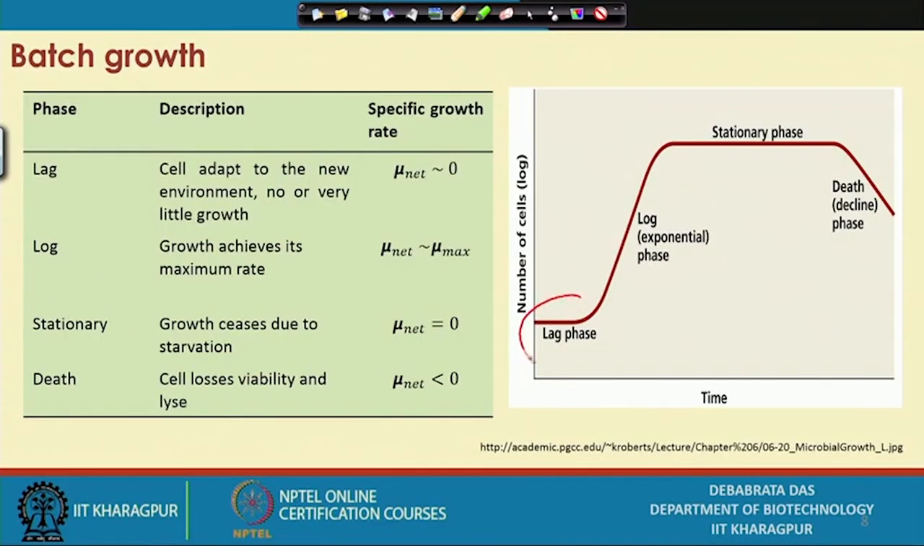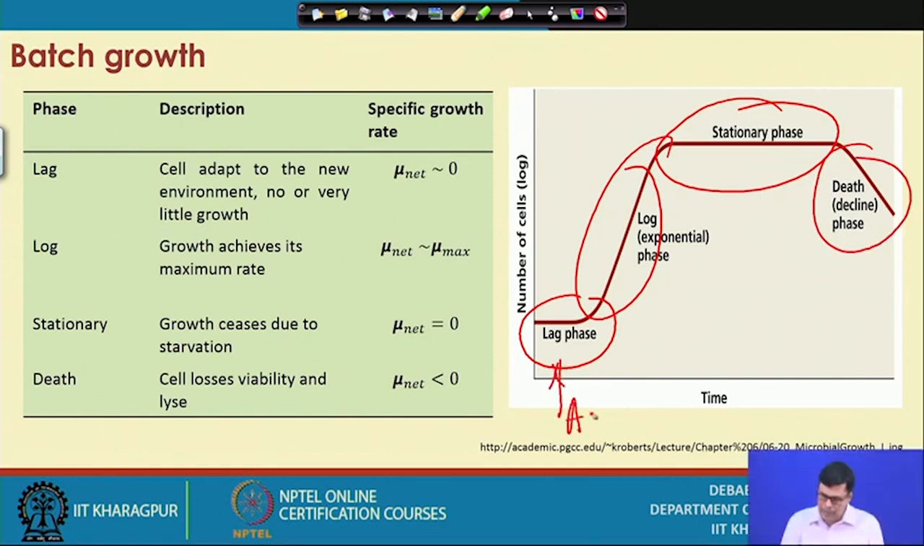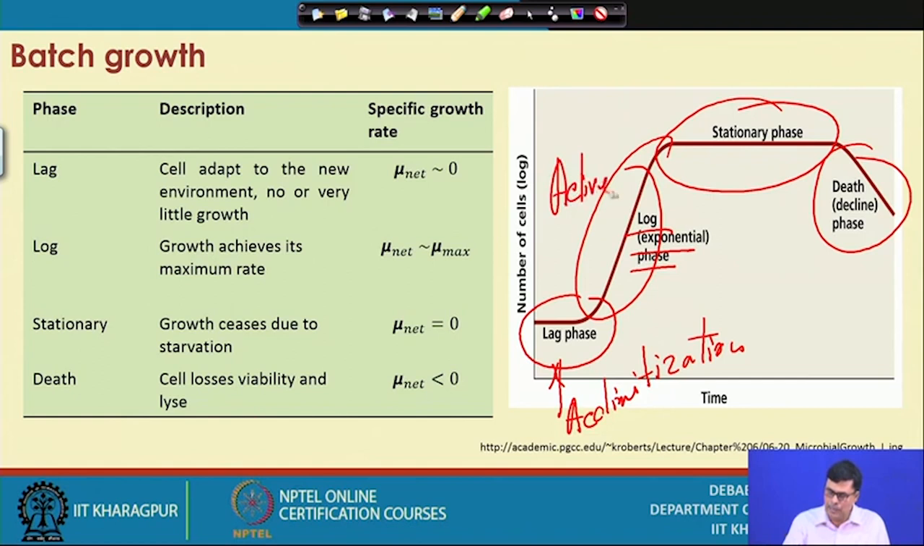You can have the lag phase, you can have the log phase, you can find out the stationary phase, then you can have the death phase. Now every phase has its significance. What is lag phase? Lag phase is considered as the acclimatization phase. The organism requires some time to acclimatize with the new environment. And what is the log phase? Log phase, or we call it exponential growth phase, means here the organisms are very active. Am I right?